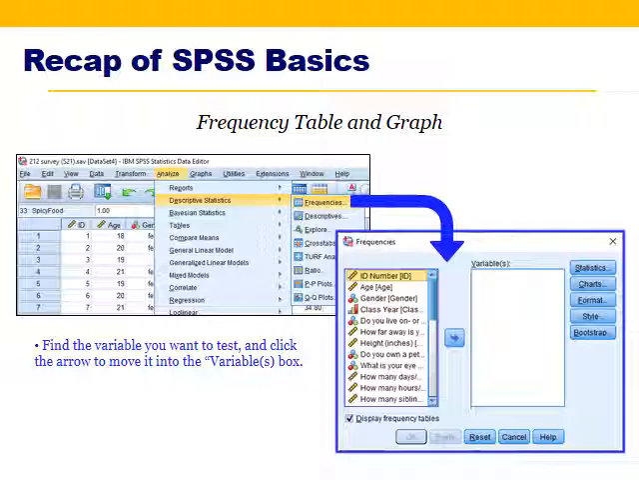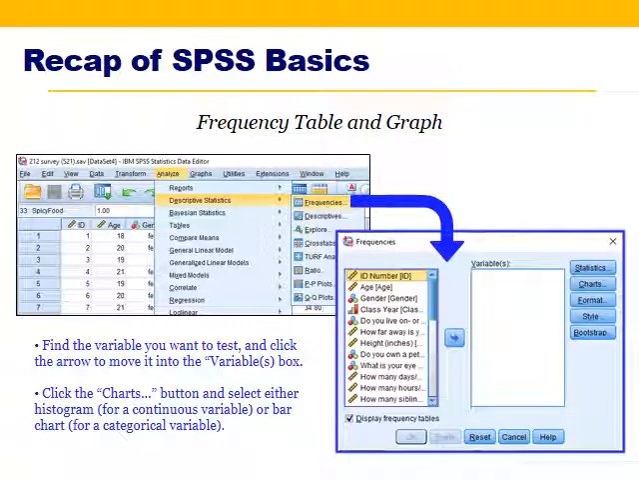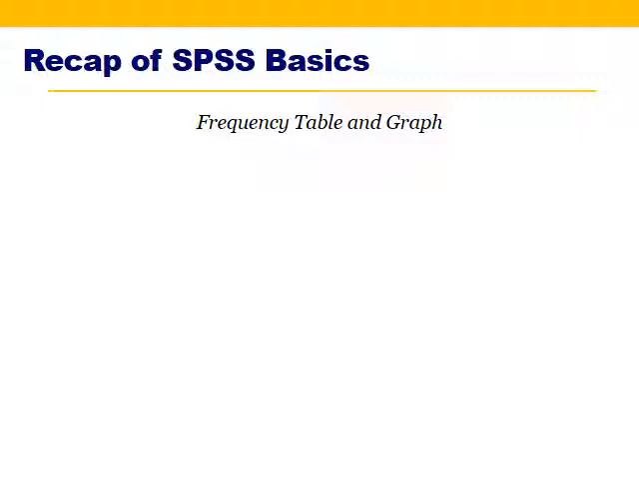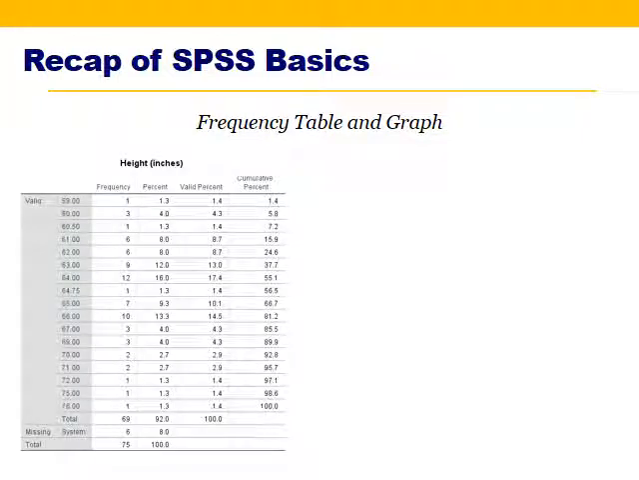If we also want a graph in addition to a table, we can click the charts button, and depending on what kind of variable it is, we can request the appropriate kind of graph. So a histogram for a continuous variable or a bar chart for a categorical variable. I went ahead and did this for one of the variables that was included in your survey, which was height. Here is what the frequency table for height looks like.